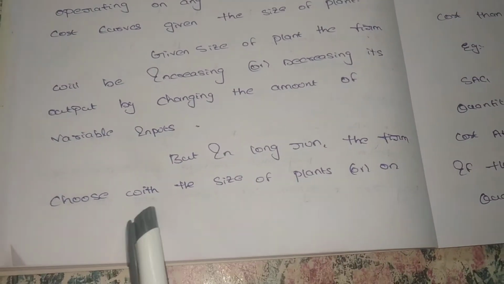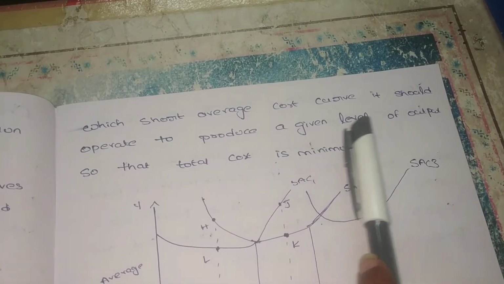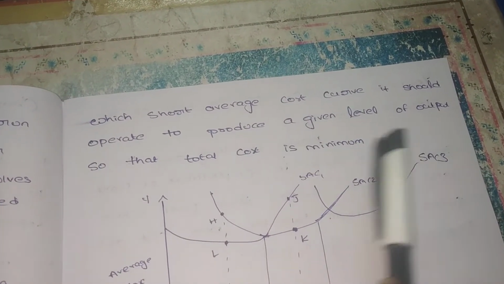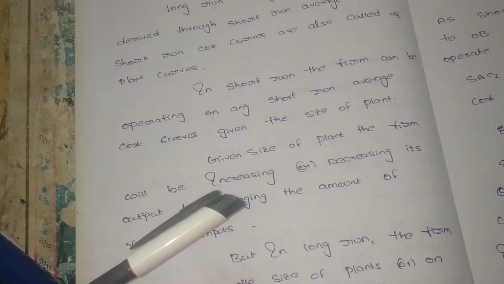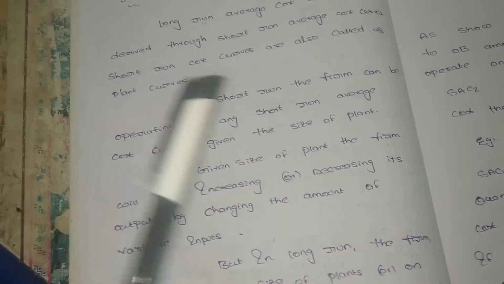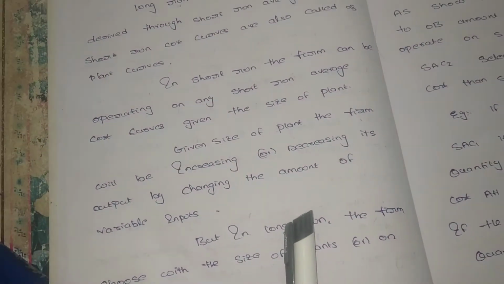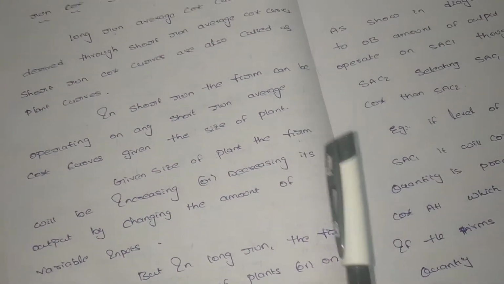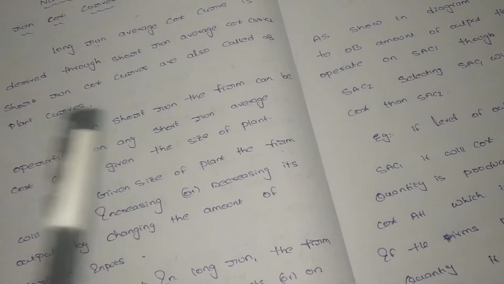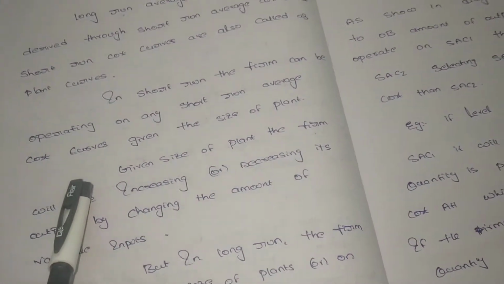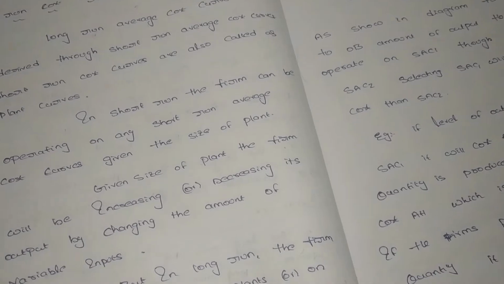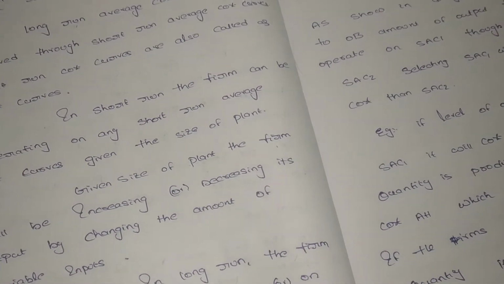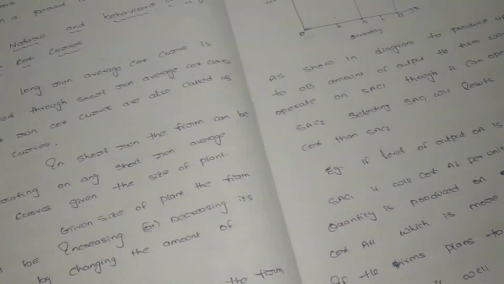But in the long run, the firm chooses the size of the plant, or which short run average cost curve it should operate, to produce a given level of output so that total cost is minimum. In the short run, if there is any change in variables only, we can change output. But in the long run, based on our short run average cost curves, the plant that gives minimum cost is the one our production is based on. In the short run, production is based on changing variable inputs, but in the long run, it is based on which plant gives very low cost.